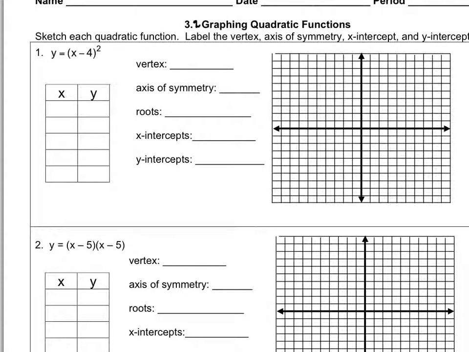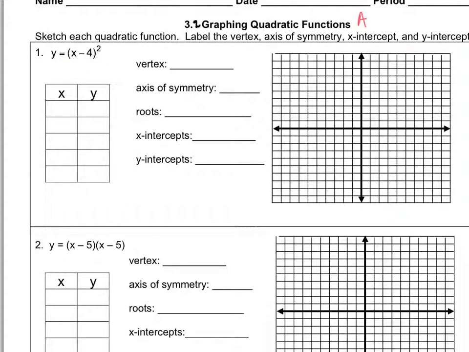Today we'll be working on lesson 3.2, graphing quadratic functions, and this is going to be 3.2a. We're going to be discussing two forms, which are the vertex form and the root form. So let's start on number 1. Now, what do you think this is written in? Vertex form or root form?